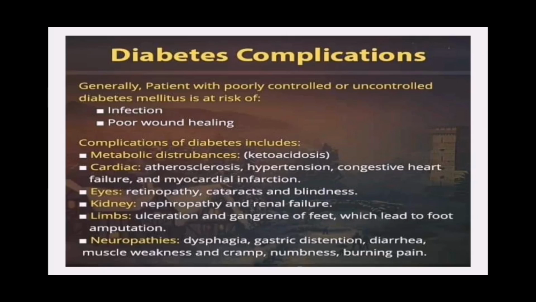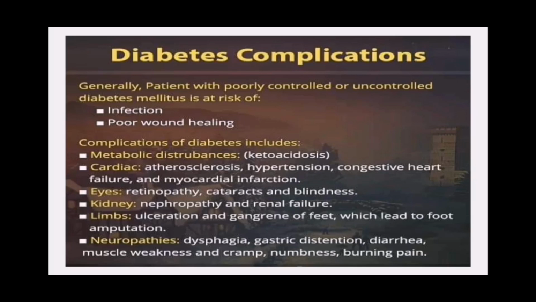Diabetes complications. Generally, a patient with poorly controlled or uncontrolled diabetes mellitus is at risk of infection and poor wound healing. Complications of diabetes include metabolic disturbance, ketoacidosis, cardiac atherosclerosis, hypertension, congestive heart failure, and myocardial infarction. Eye: retinopathy, cataract, blindness. Kidney: nephropathy and renal failure. Limbs: ulceration and gangrene of the feet, which lead to foot amputations.